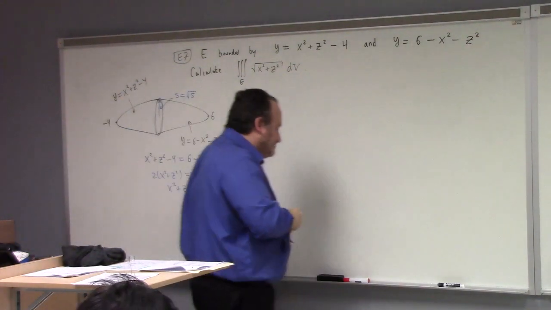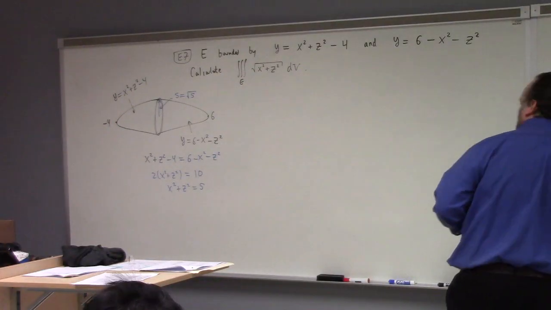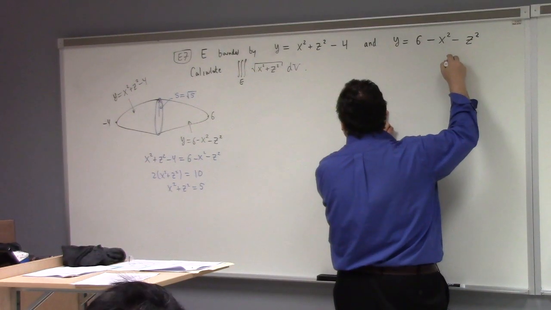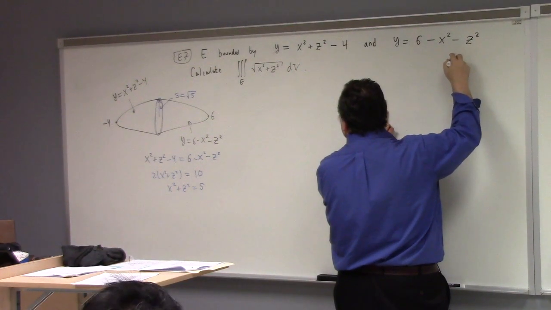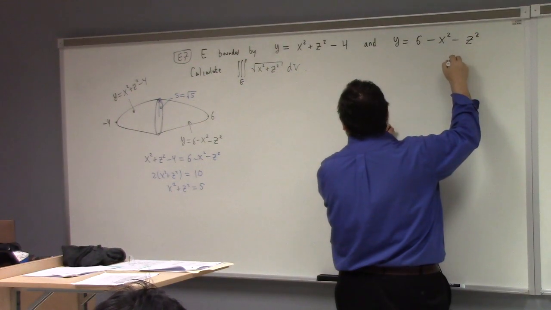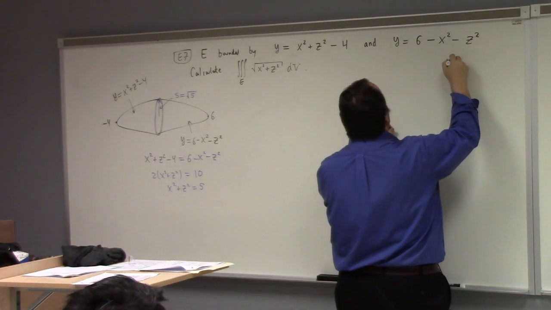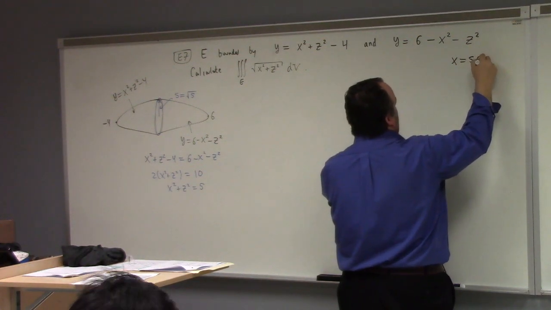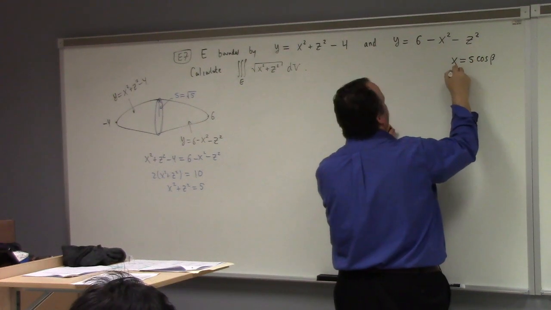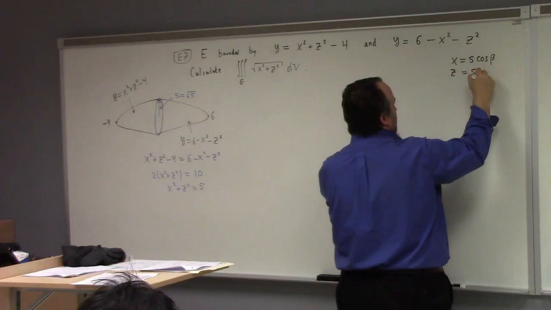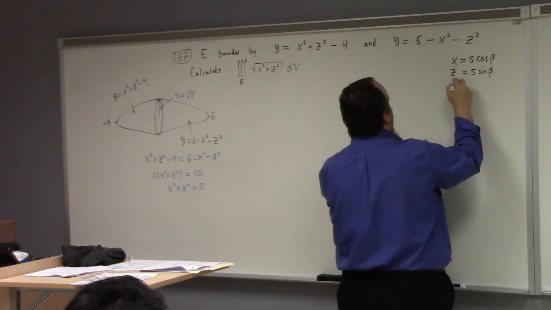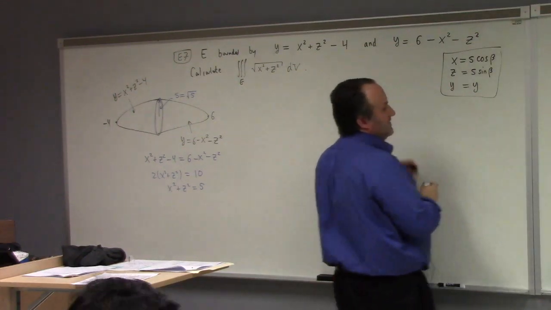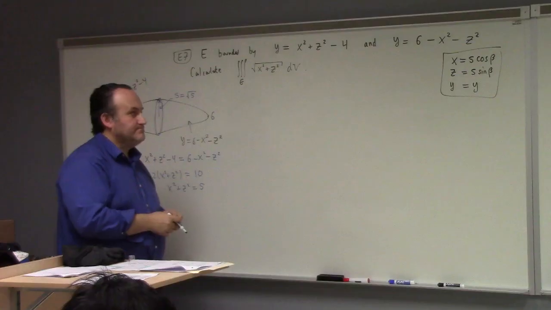I think this is a problem that suggests defining modified cylindrical coordinates, right? I'm going to say x is equal to s times the cosine of beta. I'm going to say z is equal to s times the sine of beta. And I'm going to say y, well, y is y. So let's use these modified cylindrical coordinates to do this problem. Yeah?